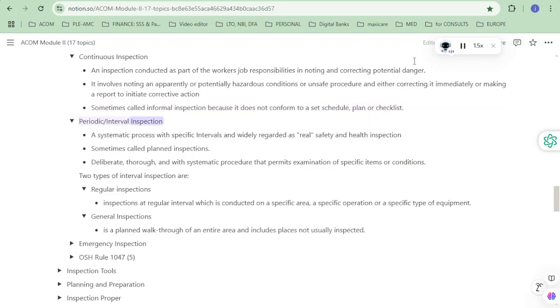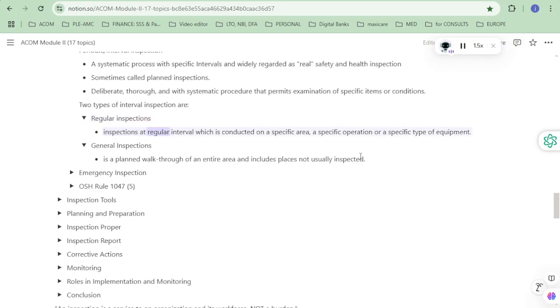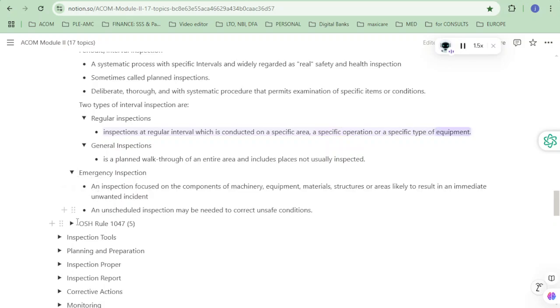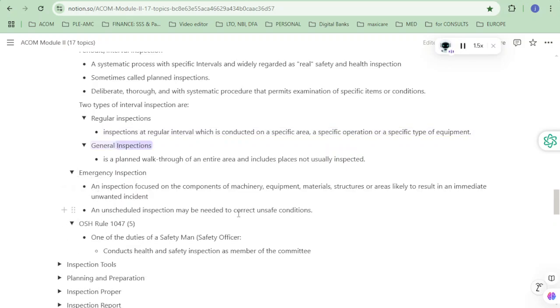Periodic or interval inspection: a systematic process with specific intervals, widely regarded as the real safety and health inspection. Sometimes called planned inspections, they are deliberate, thorough, and follow a systematic procedure that permits examination of specific items or conditions. Two types of interval inspection are regular inspections, conducted at regular intervals on a specific area, operation or type of equipment, and general inspections, a planned walkthrough of an entire area that includes places not usually inspected.